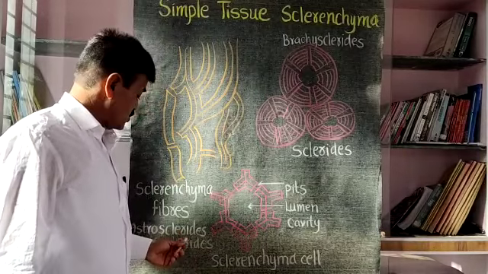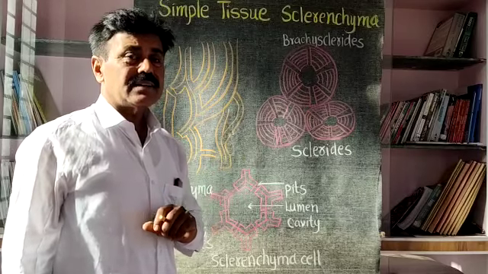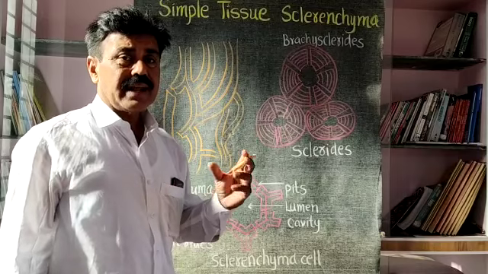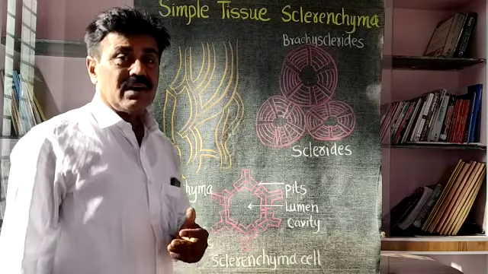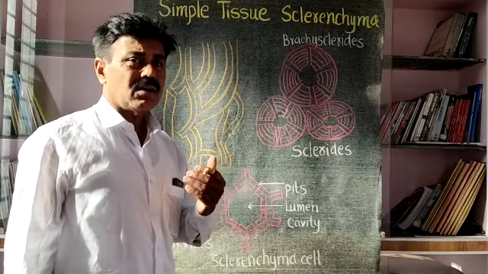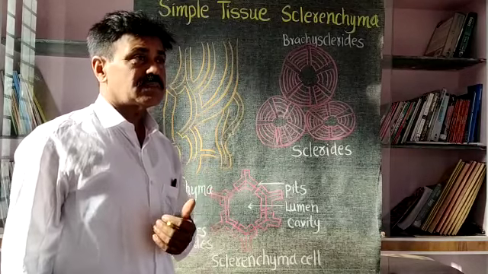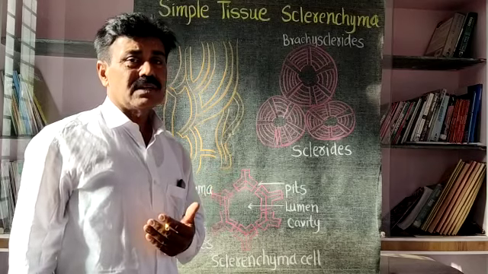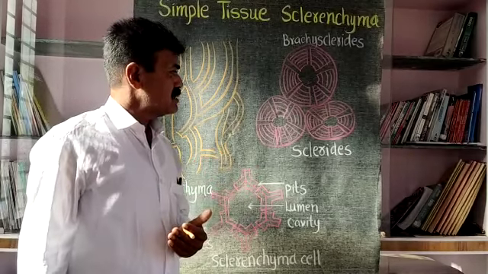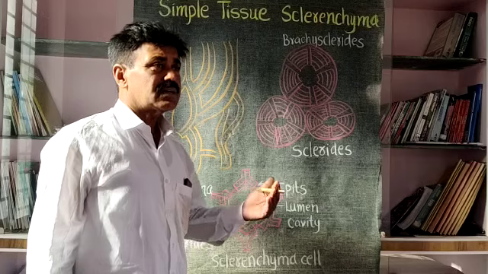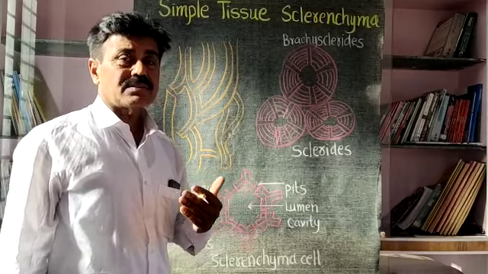Sometimes sclereids are called osteosclereids. That means they have dilated ends and a slender structure at the center, dilated at both sides just like a bone, hence it is called an osteosclereid, a dumbbell shaped or bone shaped structure. Astrosclereids are star shaped structures. Sometimes sclereids are macrosclereids, sometimes hair like structures. So according to their different structures they are named brachysclereids, astrosclereids, osteosclereids, macrosclereids, like that.